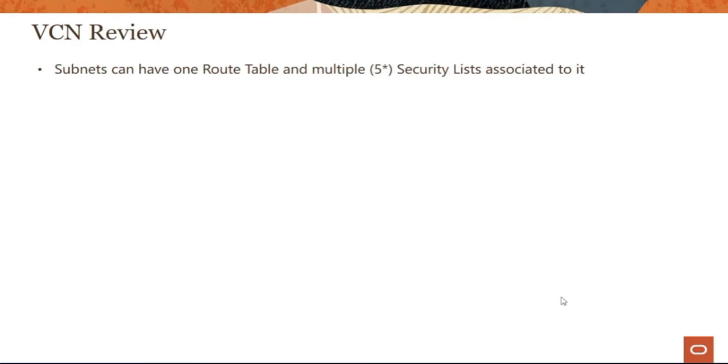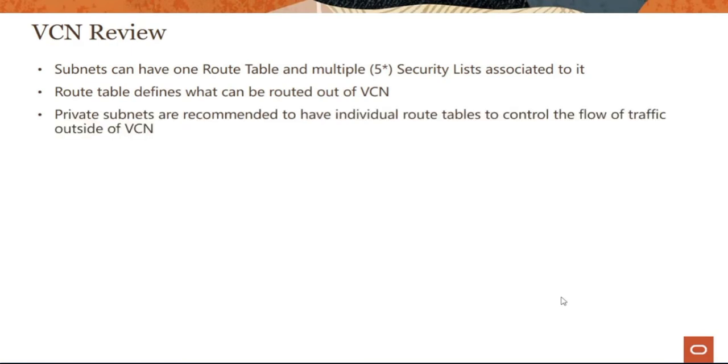First thing is subnets can have one route table, and we looked into this, multiple security lists. Now this number, of course, is the default, but you can always change it by opening a request with us. Route tables define what can be routed out of the VCN. You don't need a local rule because the traffic is already allowed inside the VCN, but it decides what kind of traffic can be routed out of the VCN.